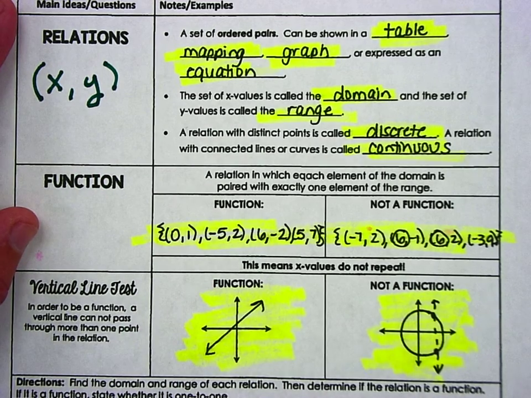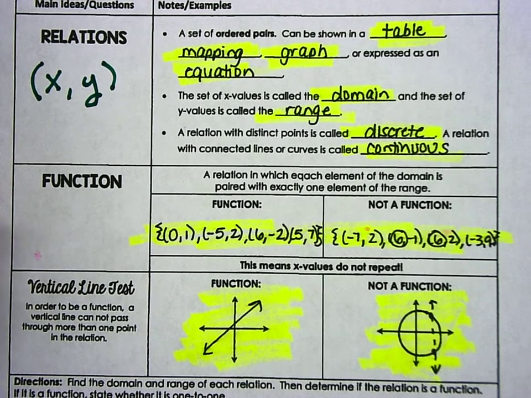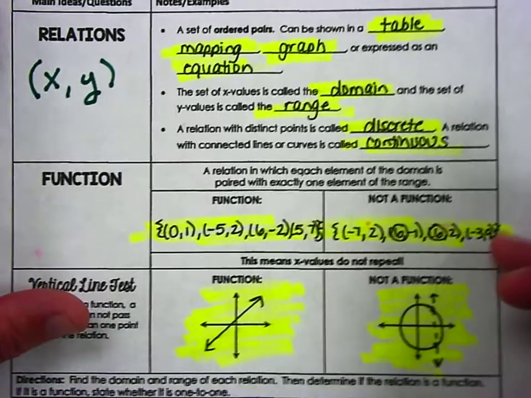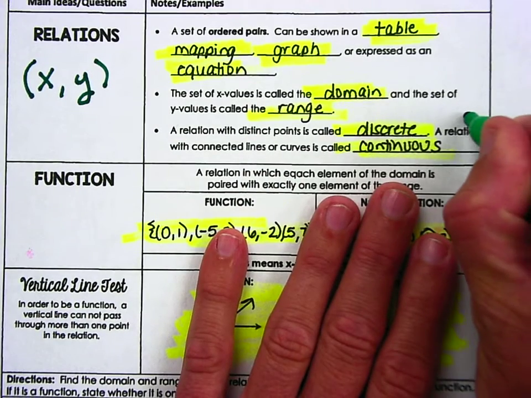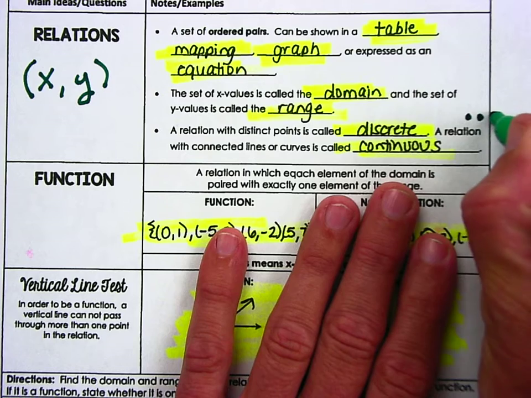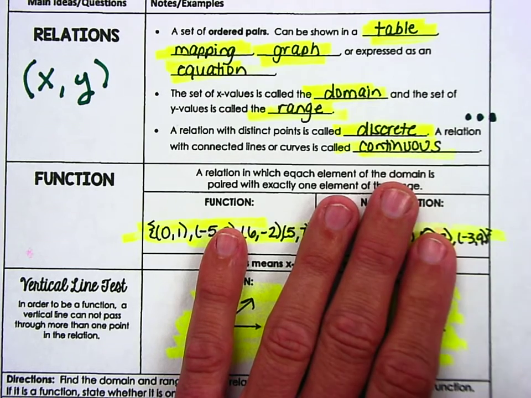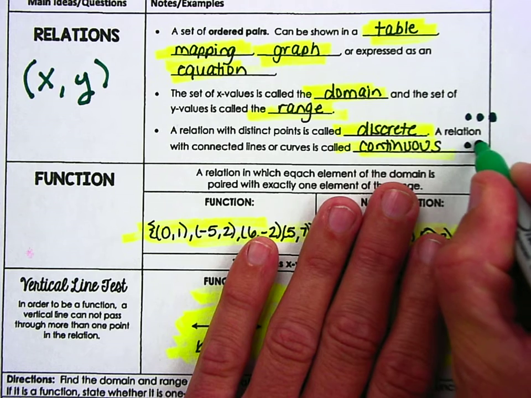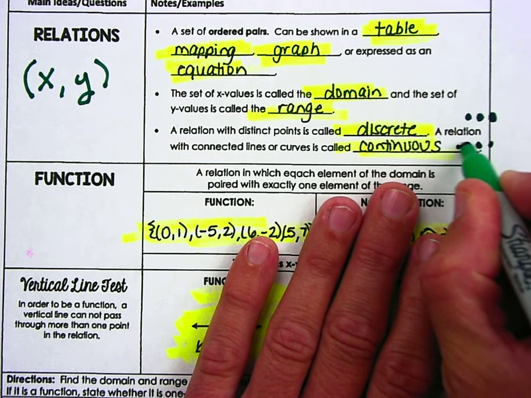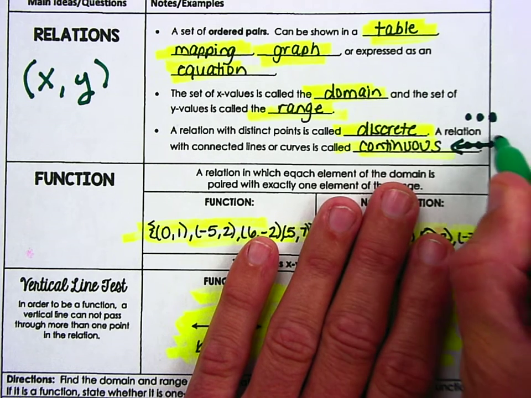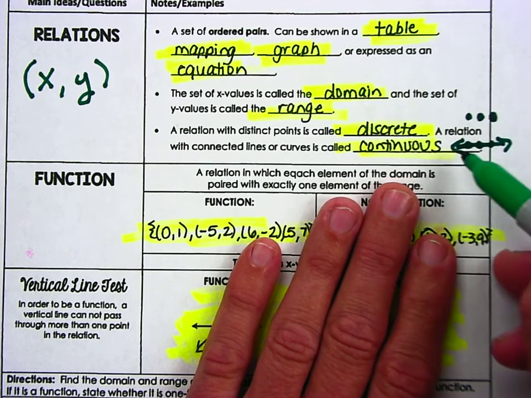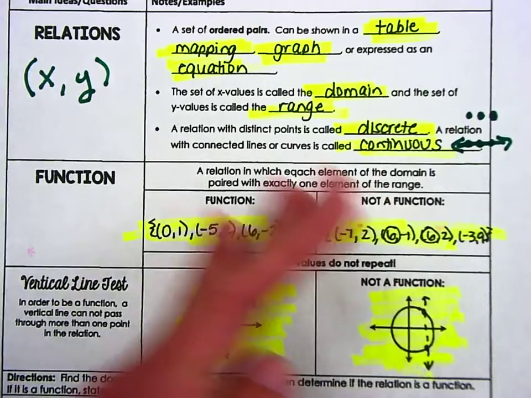A relation with distinct points is called discrete, and a relation with connected lines or curves is called continuous. So discrete would look like if you had dot, dot, dot, single points, okay, there's no continuity to it. Whereas continuous, you do have these points, all right, but then you can connect them together and you have all of those numbers in between as well. So these are distinct points called discrete, and then this is continuous through those points and beyond.